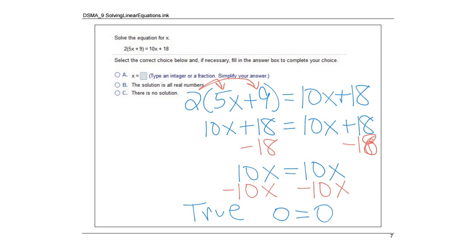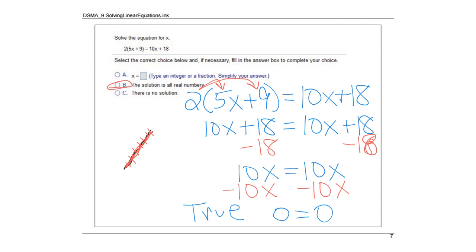So what happened in this problem is I had a line, 10x plus 18. That was my line, not a very good line. And on the other side, I also have 10x plus 18. So this is the same line on top of the other line. Every single x value on this line is a solution. That's why we say all real numbers. We also sometimes say infinite solutions, because every single point on that line is a solution.